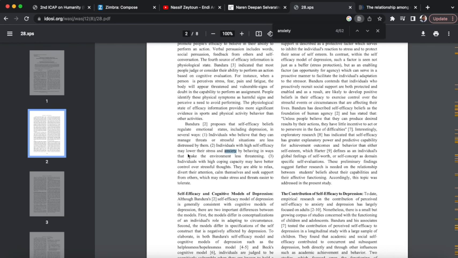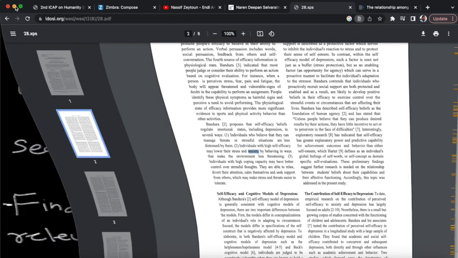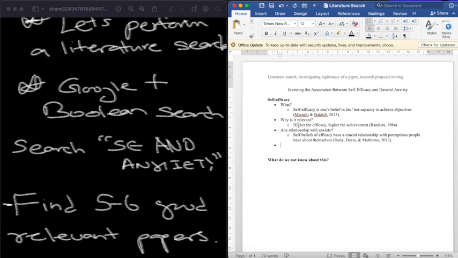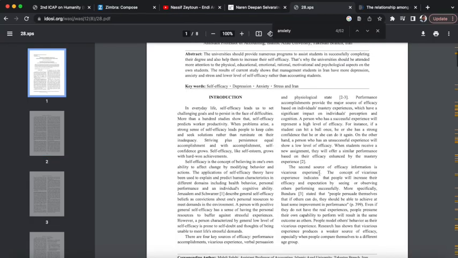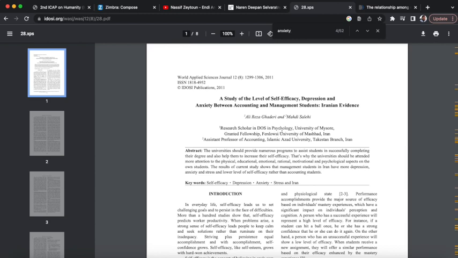Individuals with high self-efficacy may lower their stress and anxiety. Is this information important for me? Oh yes, 100%. I'm going to write this down very quickly. Why is this relevant? Is there a relationship with anxiety? Yes. High efficacy tends to lower anxiety. Now, who is saying this? I'm going to just find the names of these researchers.